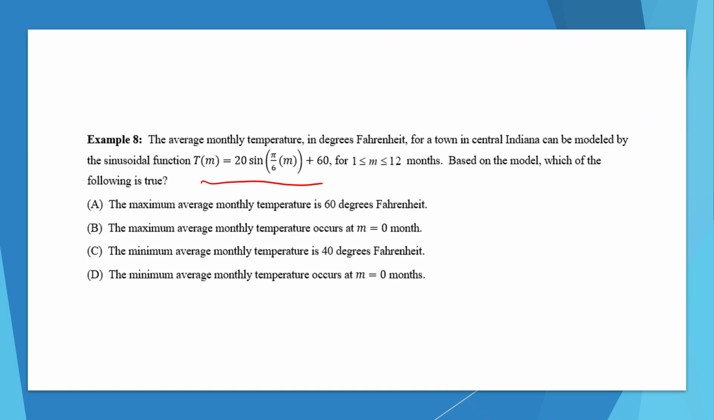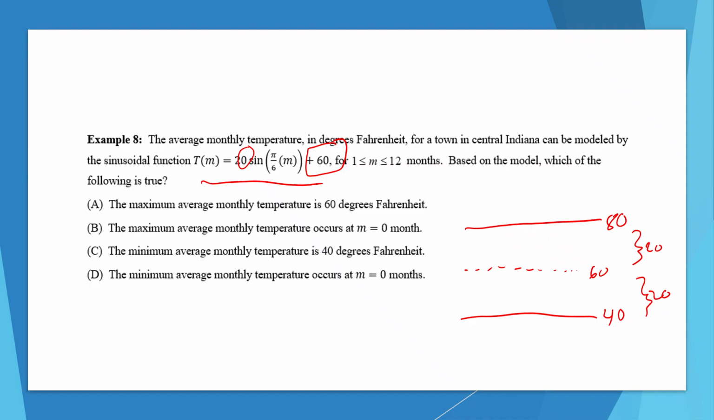So is this the maximum? So we see we have a D value of 60, right? That's going to be our midline, is 60. And then we have an amplitude of 20, which means our maximum should be, in this case, 80, and our minimum should be 40, both being 20 units away from the midline. So here we know our maximum is not going to be 60, so A is incorrect.